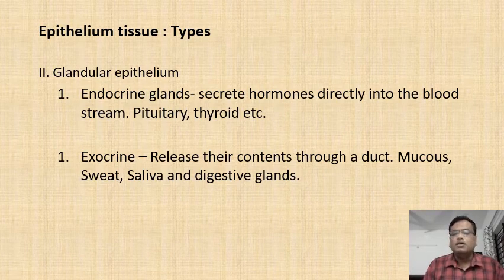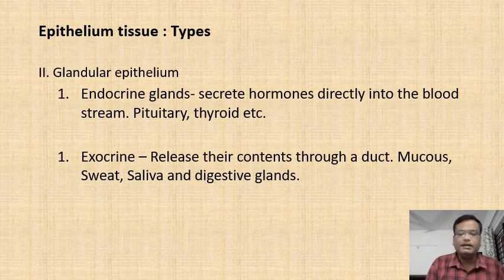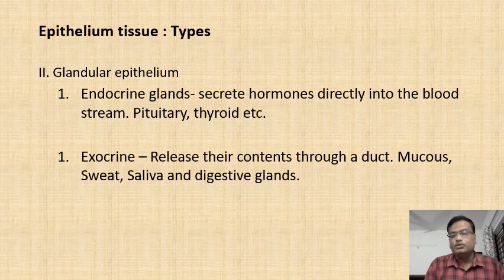For example, mucus glands which secrete mucus. Mucus glands are present in many parts of our body: our respiratory tract has mucus glands, the alimentary canal has mucus glands, and the reproductive tract also has mucus glands. So it secretes mucus which keeps the surface moist, and many other functions are done by mucus. Now, sweat glands which are found on the skin produce sweat. Okay, and saliva which is produced by salivary glands is also a product of exocrine glands.